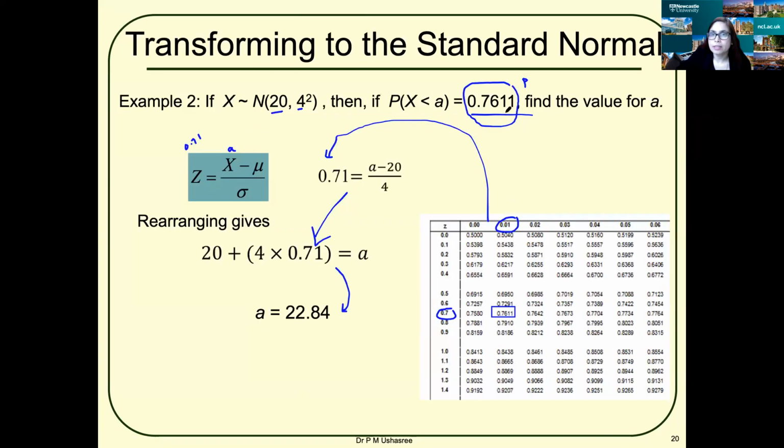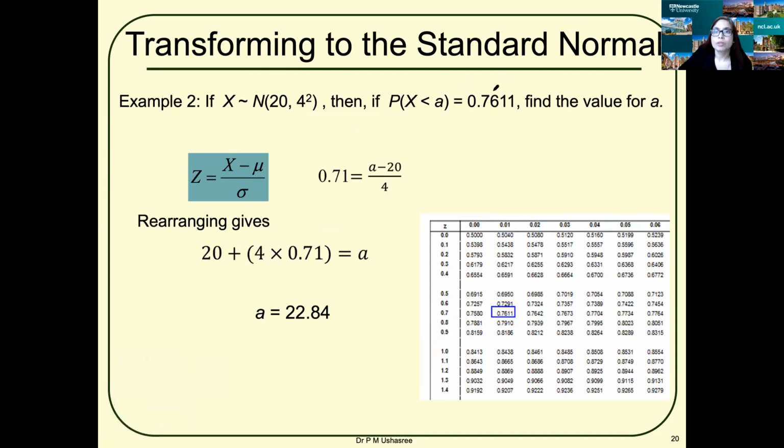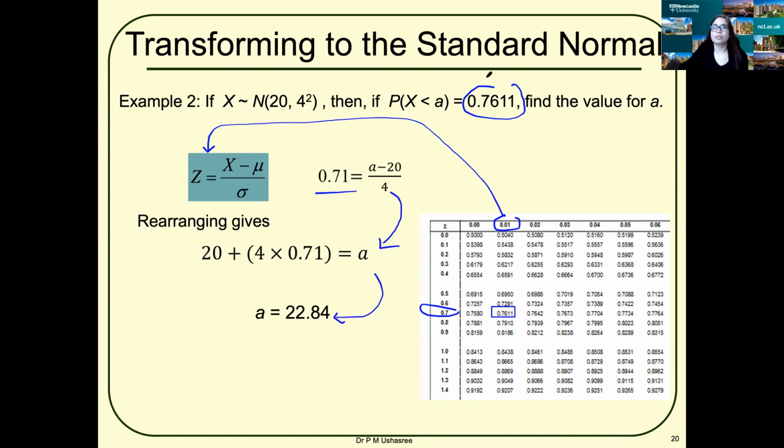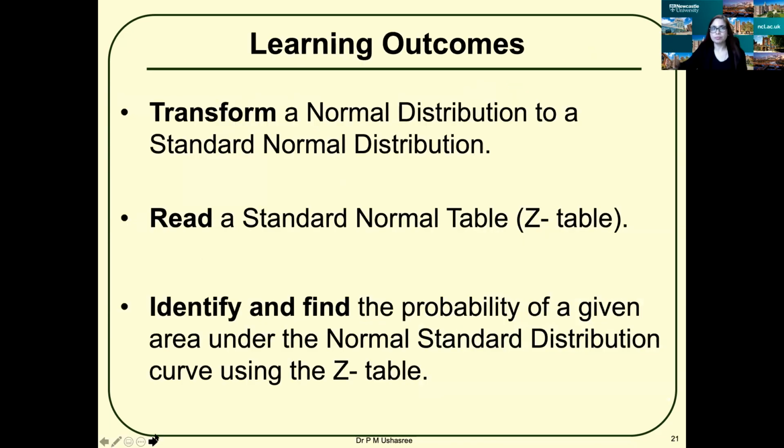So you can use the table. Let me go back, erase it. So you know that the probability is 76.11. Use the table and find the corresponding value of Z. So once you get the value of Z, substitute here, and then rearrange this equation to find the value of A. So now you know that X is less than 22.84. Okay, so we have seen all of part 2. Now next, we're going to solve different types of probability problems in part 3.